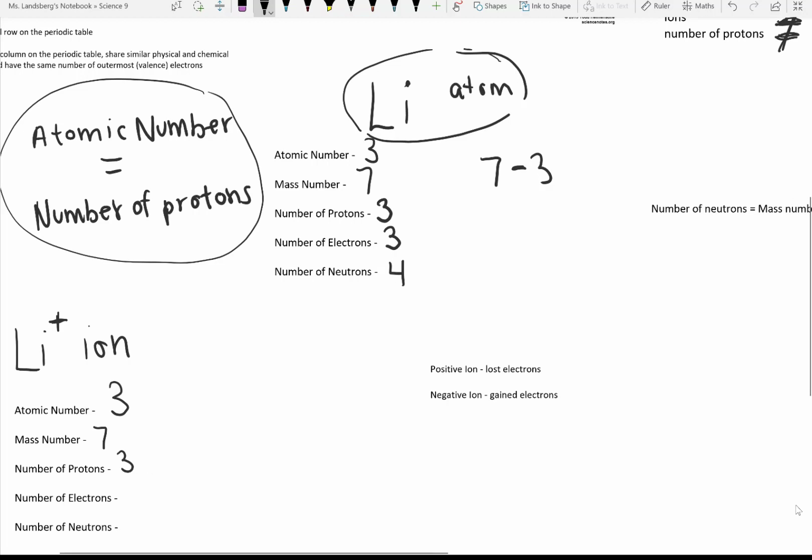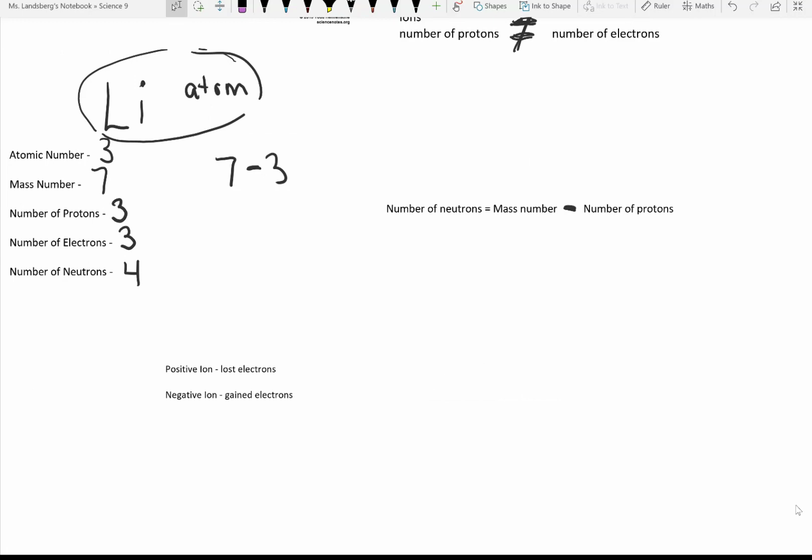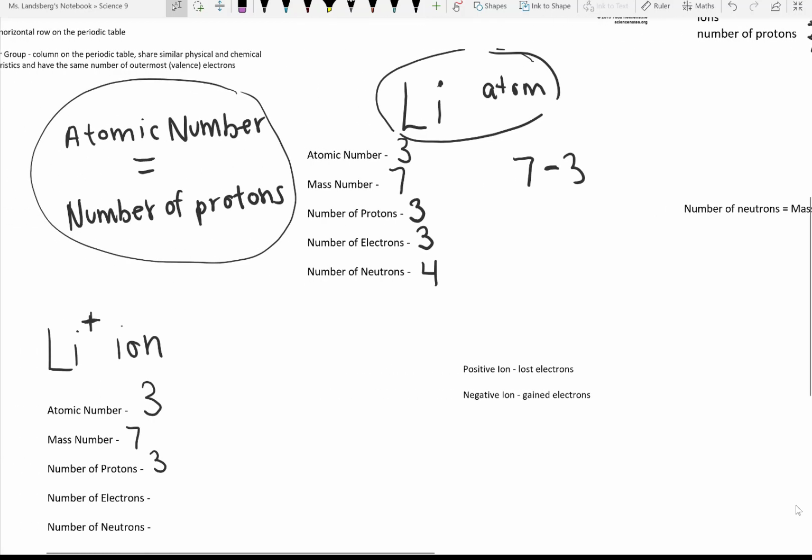And let's jump to number of neutrons. It's, again, the exact same thing. Mass number minus number of protons. We still have the same mass number. We still have the same number of protons. So 7 minus 3 again. 4.